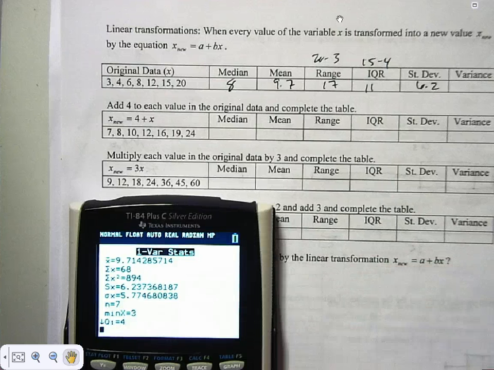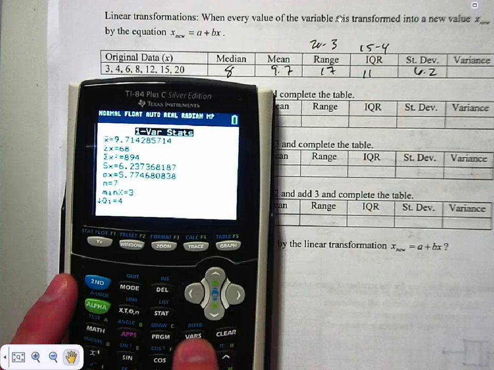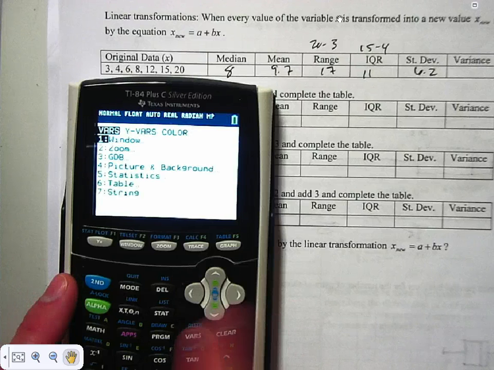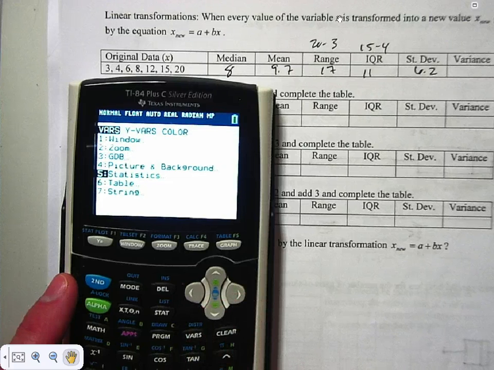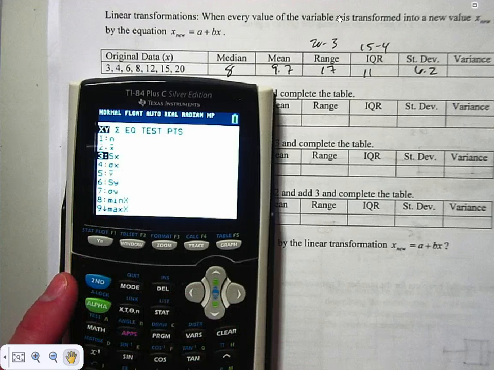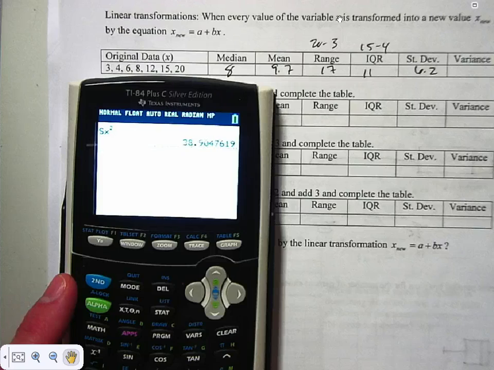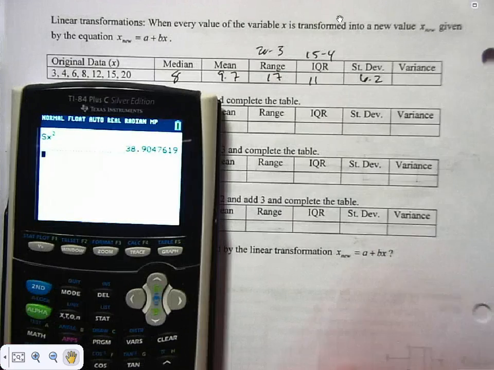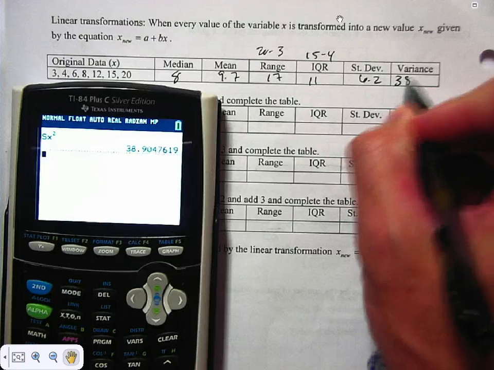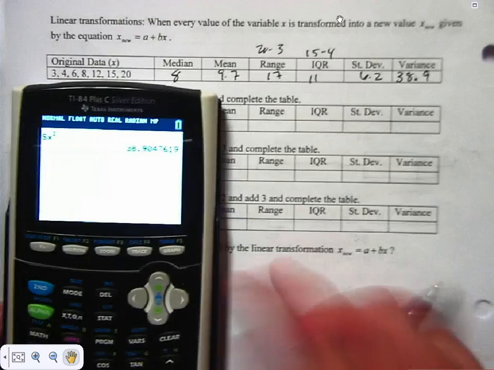I'll show you this function as well. If you don't have to quit out of this, if you go to VARs, this button down here, and arrow down to statistics, then you can grab the S sub x that you just calculated. And then you can square it. And so it'll take that entire decimal and square it for you instead of having a rounded squared number in there. A little less accurate that way. Okay? So there's your original data.